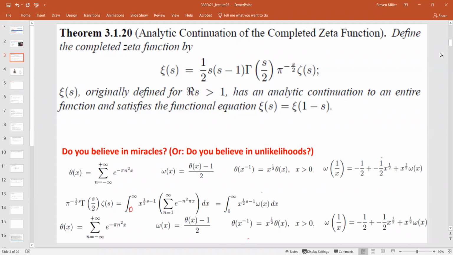And the theta function is closely related to the omega function. Your n is going from negative infinity to infinity. Okay, well, when n equals 0, that's just 1. And so essentially the negatives and the positives just reinforce each other. And we have this beautiful result relating omega at 1 over x to omega of x. And equivalently, it's a result relating theta at 1 over x to theta of x. Where do these results come from?